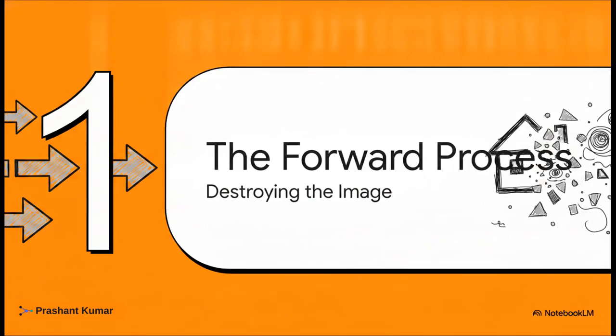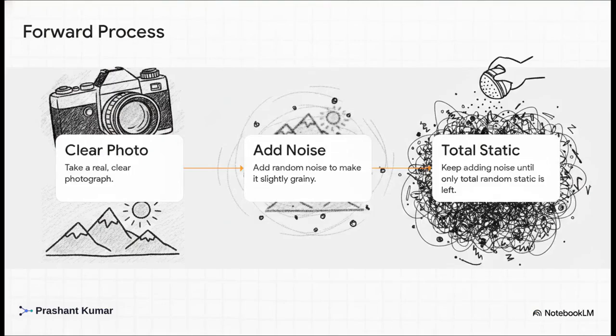Part 1. The forward process. Destroying the image. Okay, let's dive into this by starting with the forward direction, which is the part that actually makes logical sense to our human brains. You see, to understand how we create, we first have to understand how we destroy.